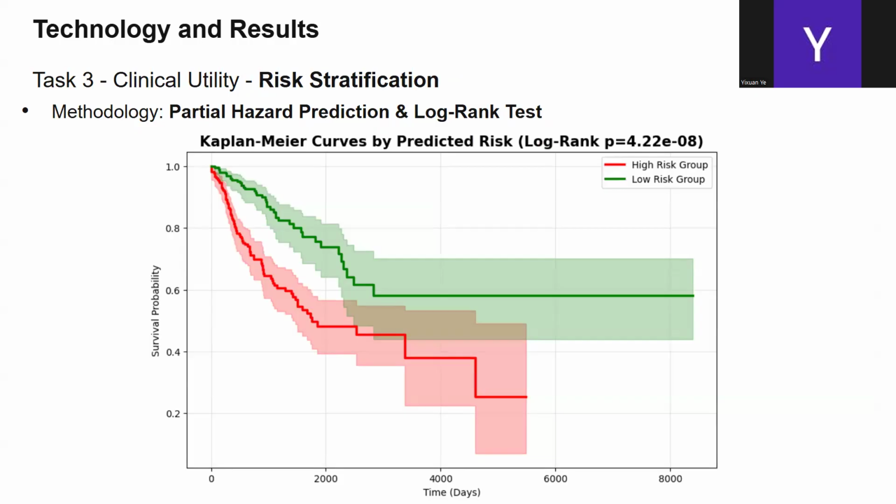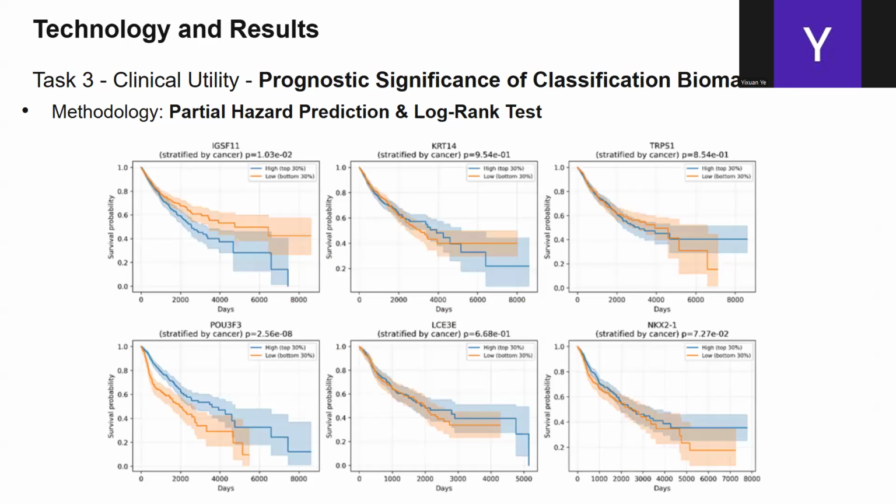We also validate the robustness of our classification biomarkers. After controlling for cancer types, POU3F3 and IGSF11 remain significant prognostic factors across cancers, suggesting they are not just subtype markers but have pan-cancer prognostic relevance.